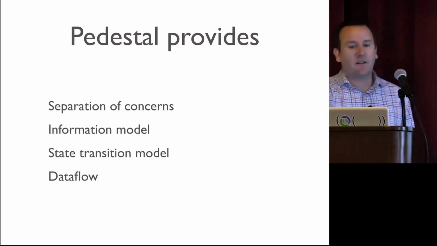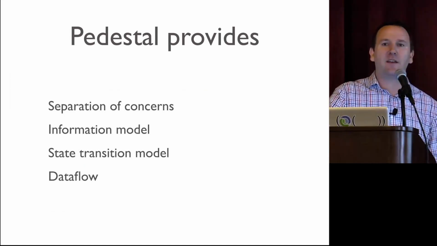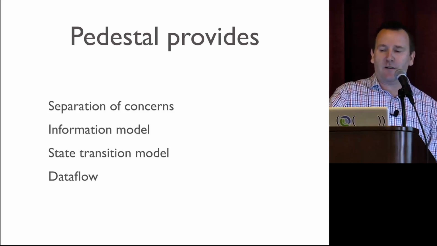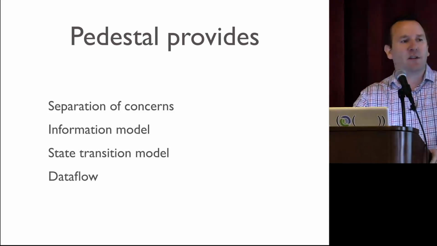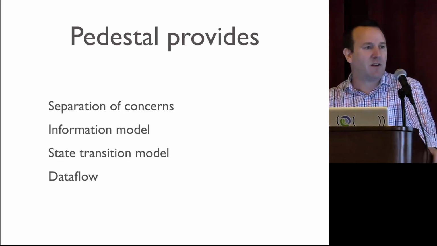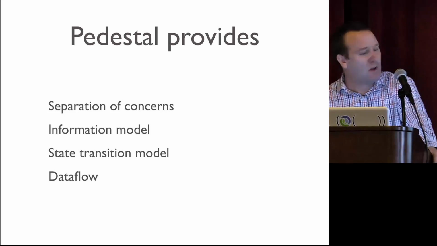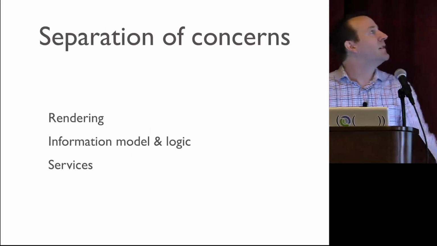So Pedestal, at least in the context of this project, provides at least 4 things that helped us out. It provides a clear separation of concerns. It provides an information model. We're going to look at these one at a time. It provides an information model, a state transition model, and data flow. So what do we mean by separation of concerns?